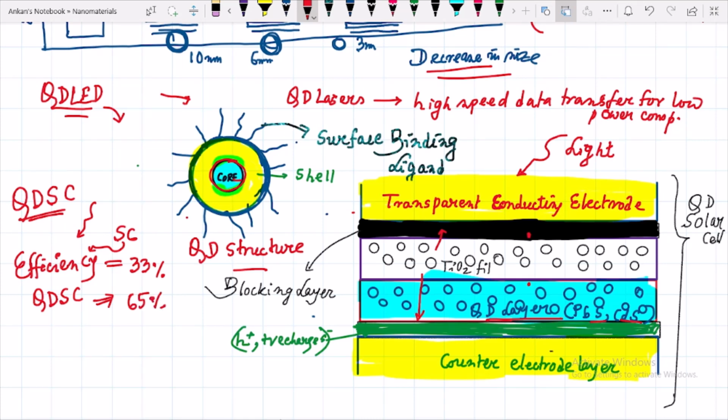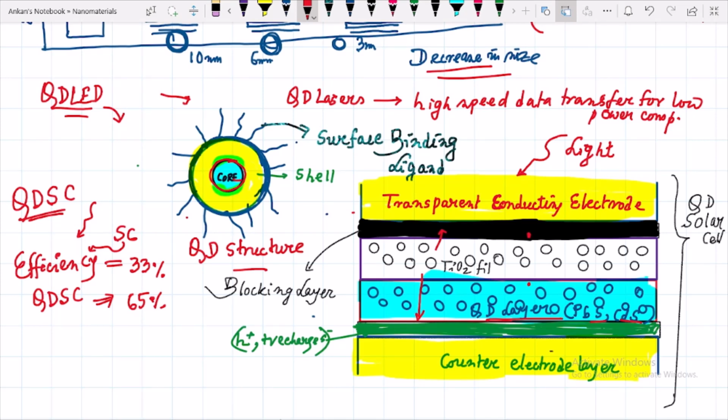Now the normal solar cell operates only in the visible region of light, but the quantum dot solar cell can work with a wide range of incident radiation, like infrared radiation. Up to the infrared radiation it can work, and we know that the radiation coming from the sun is mostly infrared in nature. By controlling the size, we can tune the incident wavelength to work in the quantum dot solar cell.